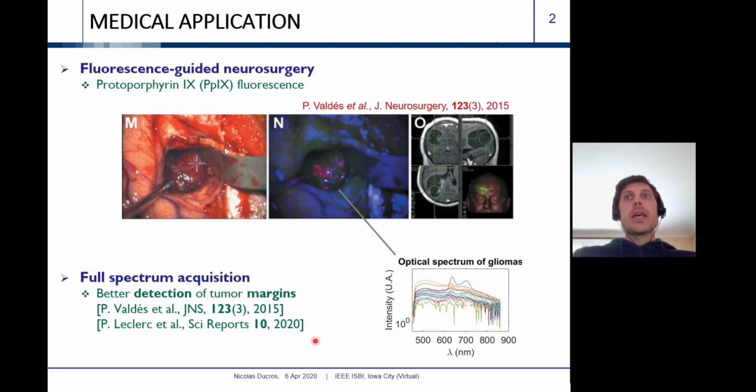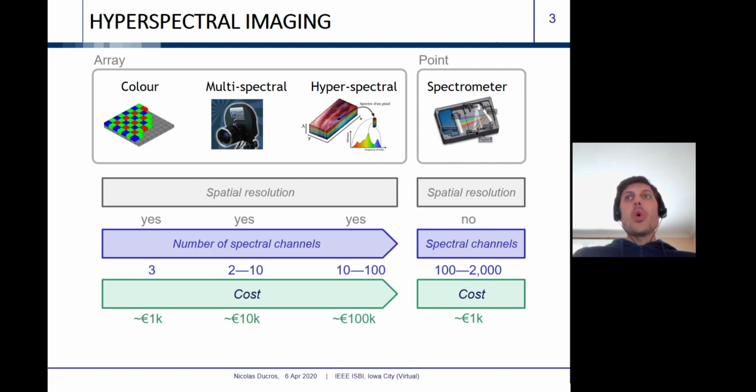Recent studies have shown that exploiting the full spectrum of PP9 can also improve the resection of low-grade gliomas, and this is why we are interested in measuring the full spectrum of PP9 in real time during surgery. So we need a hyperspectral imaging device.